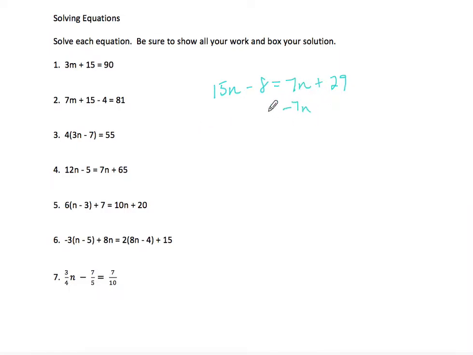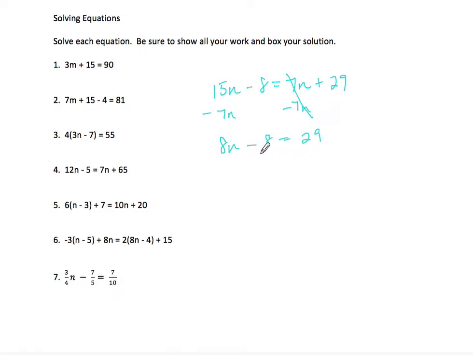So if I subtract it from one side, I've got to subtract it from the other side. So I subtract 7n from there. So 7n minus 7n is 0n, and 15n minus 7n is 8n. So I'm left with 8n minus 8 equals 29. Now just keep in mind, some people make the mistake and subtract 7n from the negative 8. But remember, those aren't like terms because one of them has a variable and one of them doesn't. So once you get rid of the variable from the right side there, you're again back to number 1, which we should be all okay with.